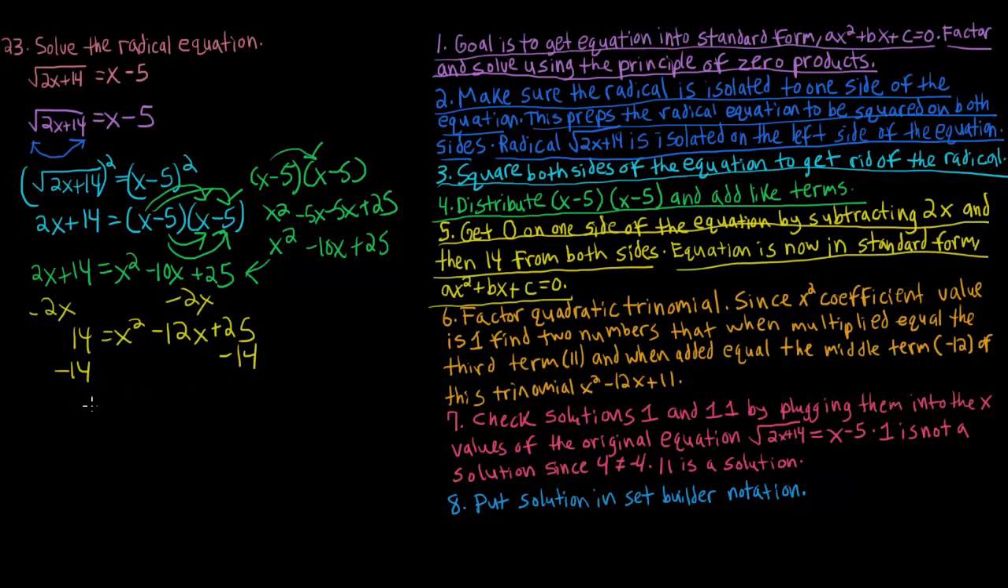And then we end up with 0 equals x squared minus 12x. 14 from 25 is just plus 11, and that's the same as x squared minus 12x plus 11 equals 0. And now we have the equation in standard form: ax squared plus bx plus c equals 0.